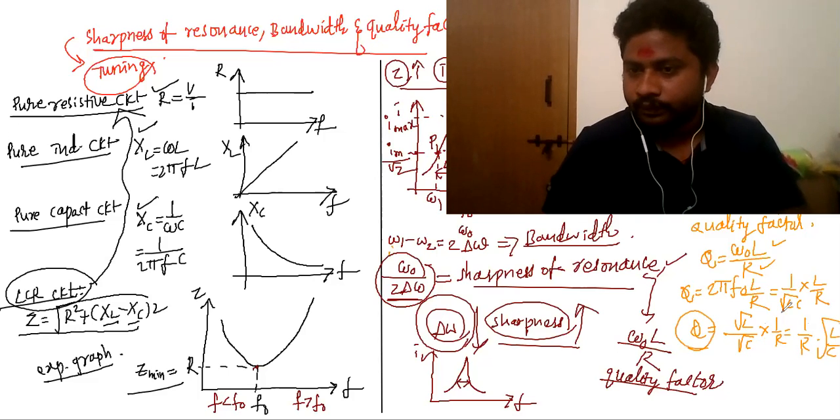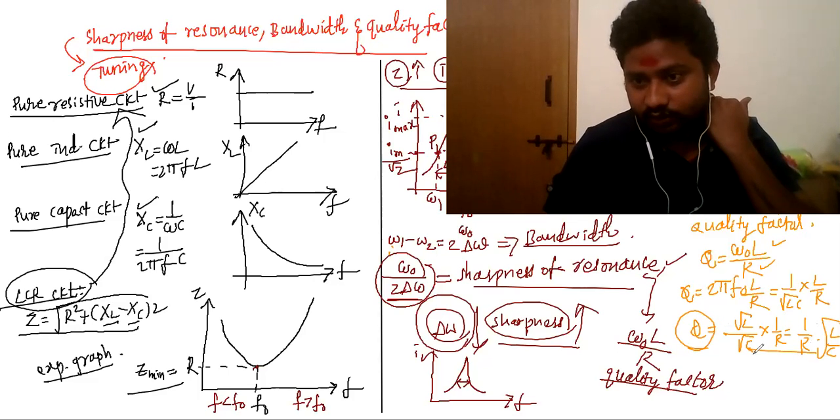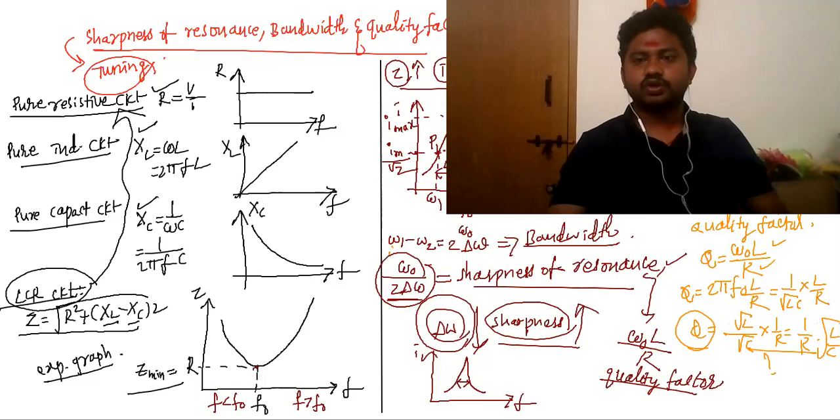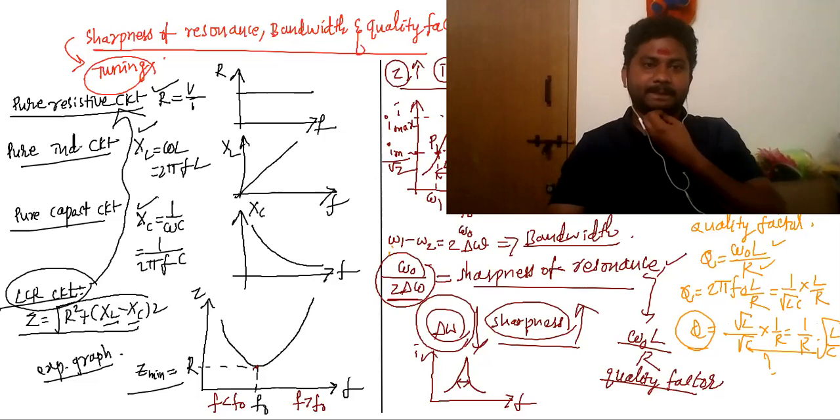So Q we need to find out. R is there, L is there, C is there. You do it and tell me the answer. Show me the answer now. Just write the answer.